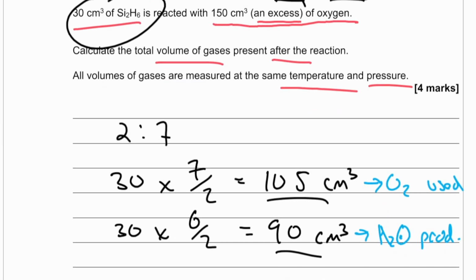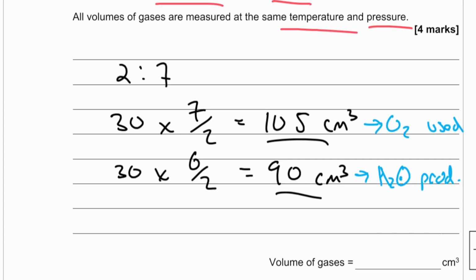So what are we left with at the end of our reaction then? Well, essentially we've produced 90 cm³. We had the initial 150 cm³ of oxygen, and we need to take away from that 150 the 105 cm³ that was used up. And so if you add all of those together, you should get that the final volume of gas is going to be 90 plus 45, or 135 cm³ of gas.